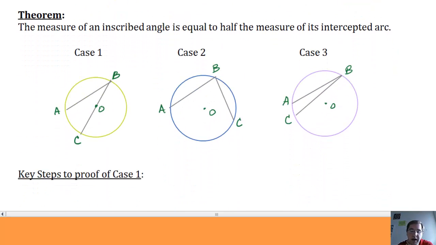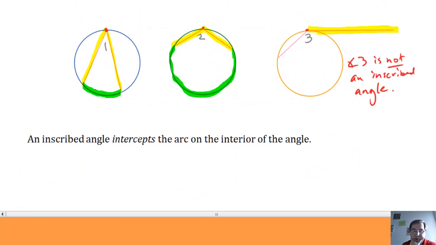Okay, let's use that in this theorem. The measure of an inscribed angle is equal to half the measure of its intercepted arc. The measure of an inscribed angle is half the measure of its intercepted arc. So in number 1 here, if this arc was 40 degrees, then angle 1 would be half of 40 degrees, which would be 20 degrees. In number 2, if that arc is 300 degrees, angle 2 would be 150 degrees. The measure of the inscribed angle is half of its intercepted arc.